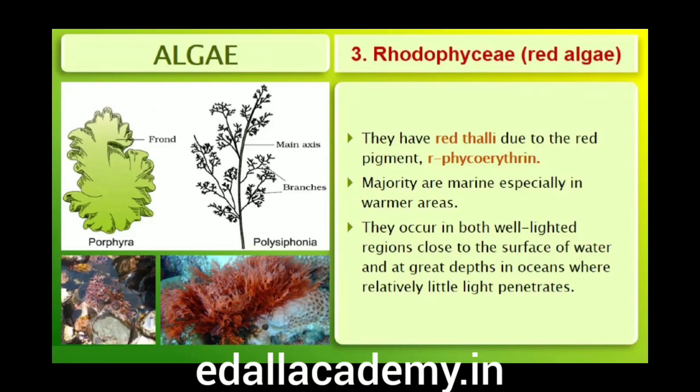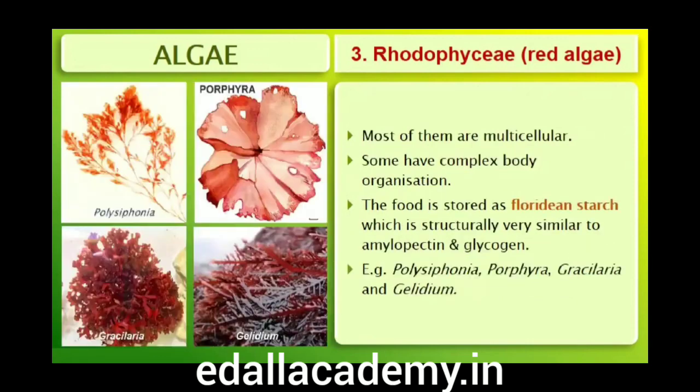They occur in both well-lighted regions close to the surface of water and also at great depths in oceans where relatively little light penetrates. The red thalli of most of the red algae are multicellular. Some of them have complex body organization. The food is stored as Floridian starch, which is very similar to amylopectin and glycogen in structure.